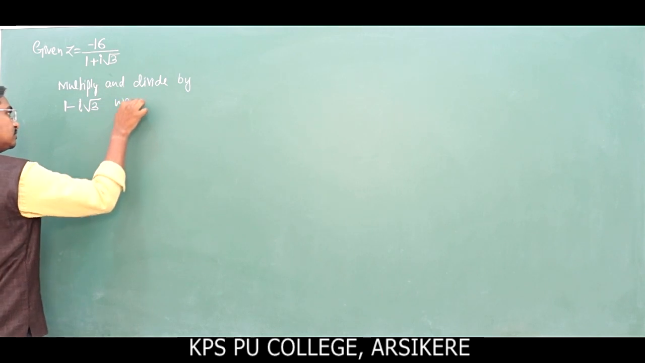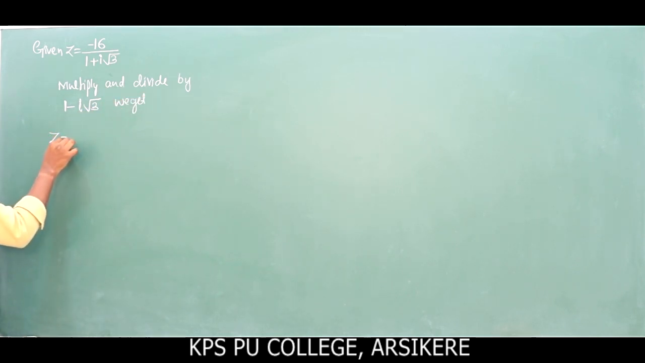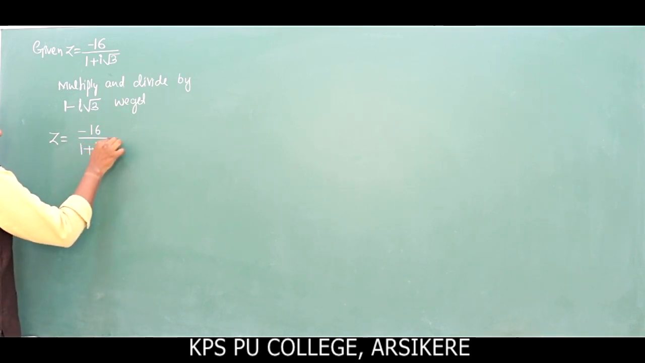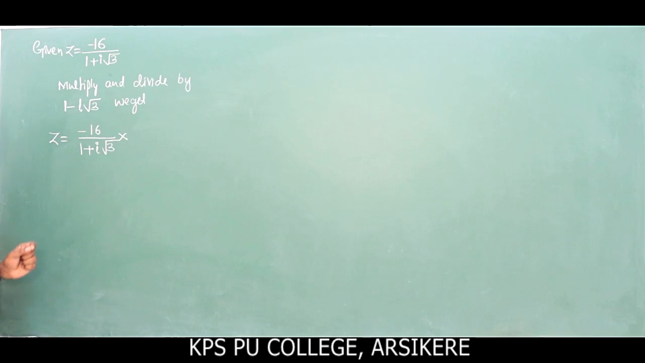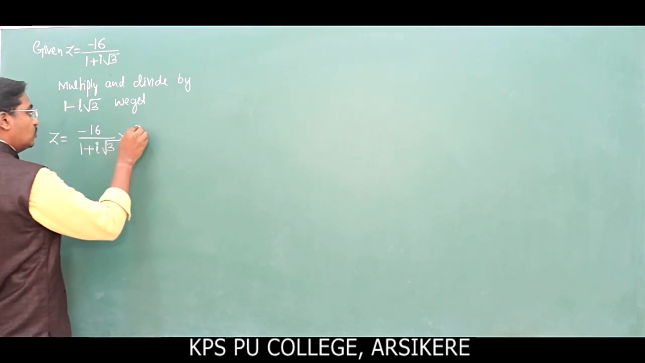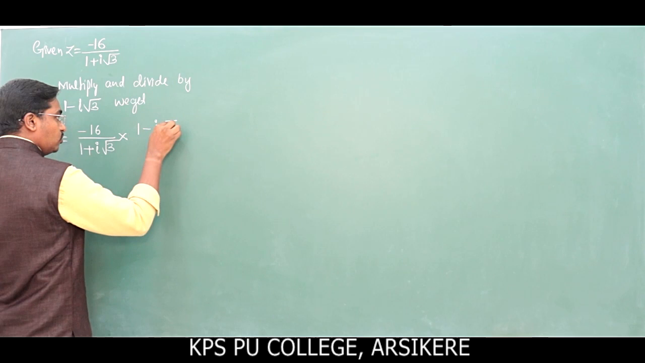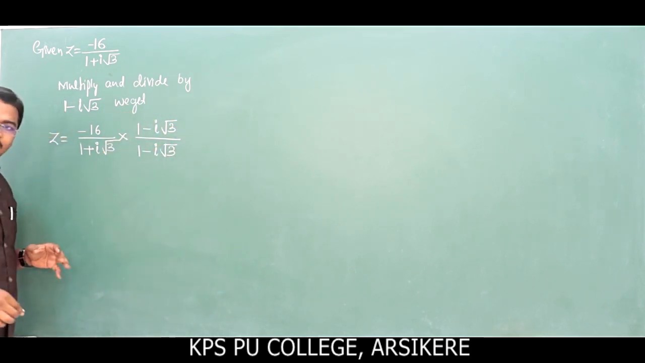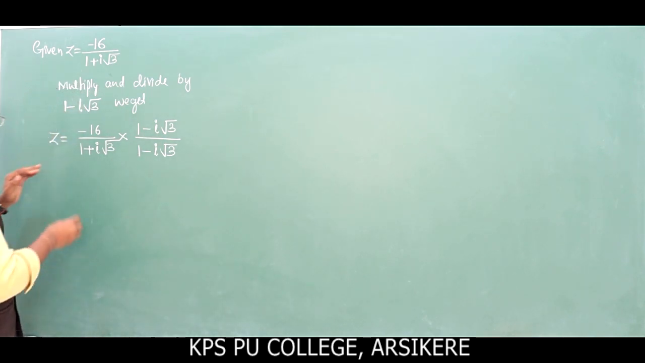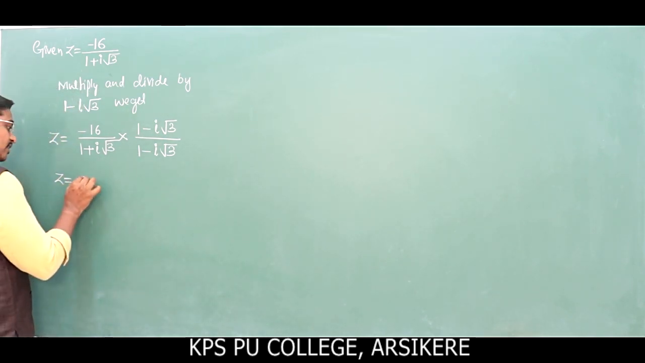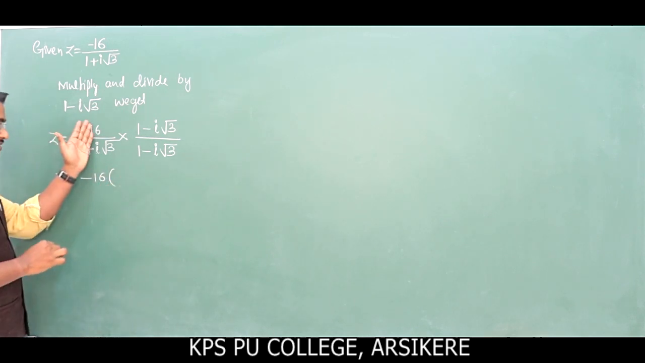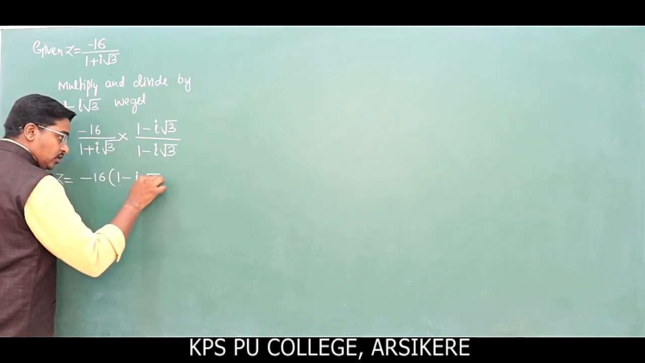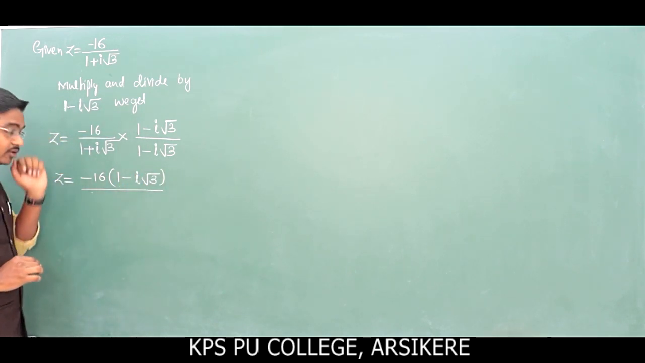We get, z as it is, z is equal to minus 16 divided by 1 plus i root 3. What we are multiplying and dividing by? The conjugate of that, which is 1 minus i root 3 divided by 1 minus i root 3. Next step is simplification. So z is equal to, multiplying the numerator, minus 16 times 1 minus i root 3 whole divided by, just observe here.